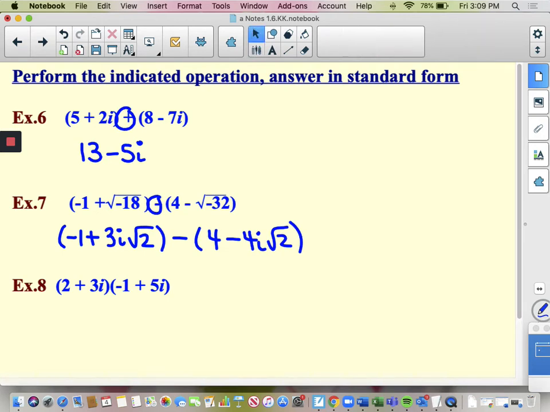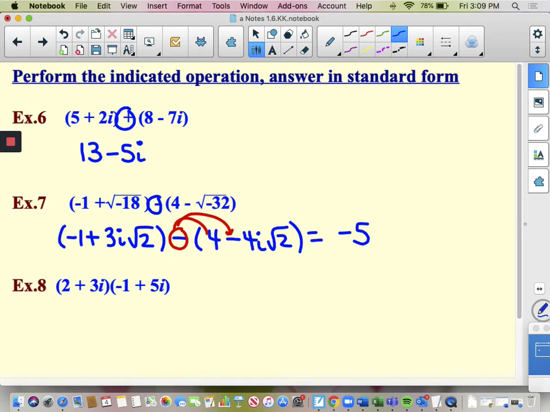Now I can subtract, and just be careful with subtraction, right? Again, you're subtracting a negative right there, so be careful. Subtracting my real parts, I have -1 minus 4, which is -5. Subtract my imaginaries, I have a 3 root 2, and then really plus, right? So 3 root 2 plus 4 root 2 is plus 7i root 2. And there you have it. Okay, so that's adding, subtracting.